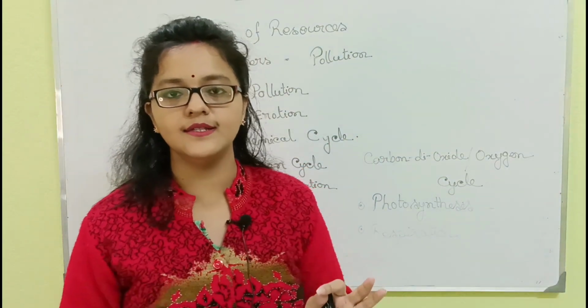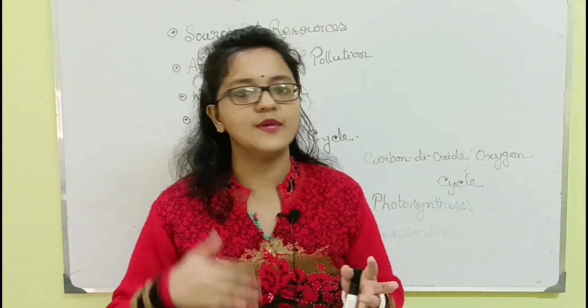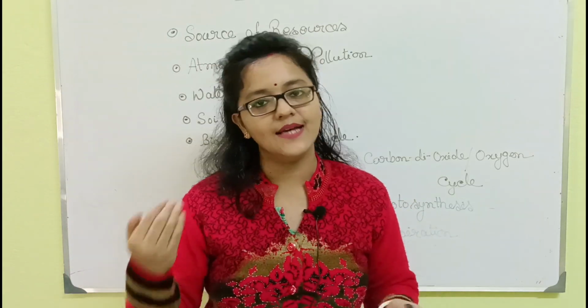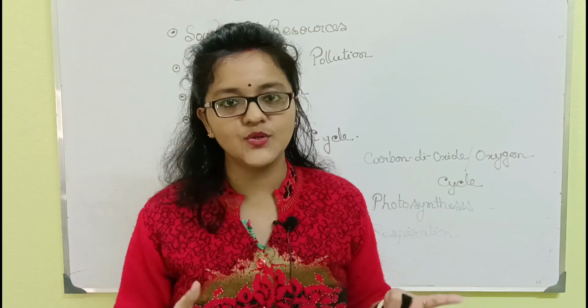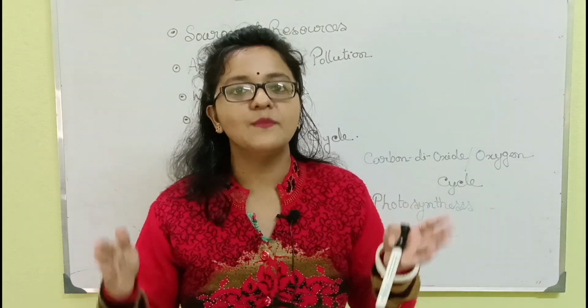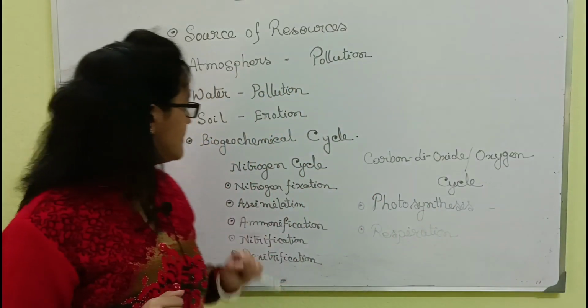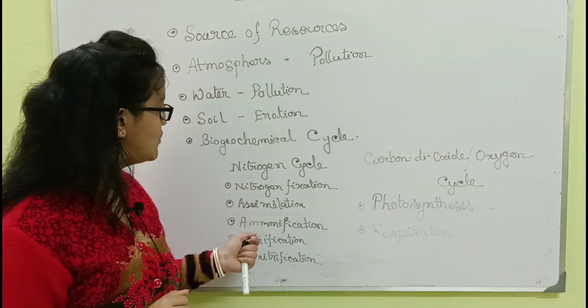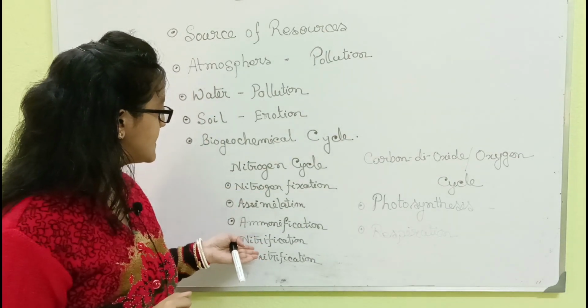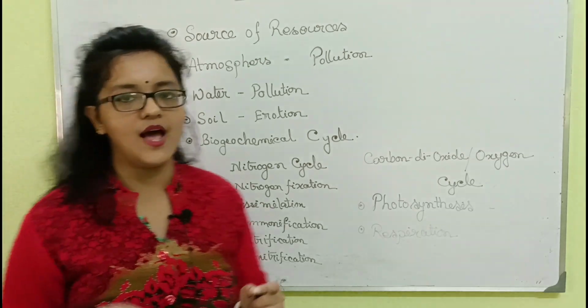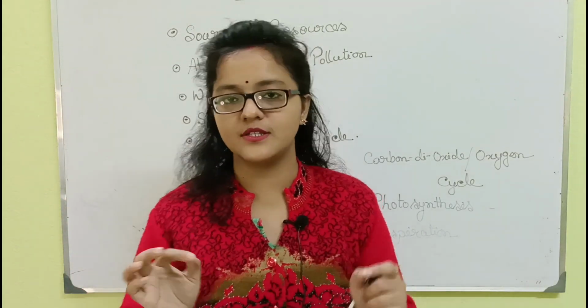And the nitrogen cycle, these biogeochemical cycles have an impact on the ecosystem. And how does this happen? For the nitrogen cycle, there are some steps. Just follow: nitrogen fixation, assimilation, ammonification, nitrification, and denitrification. First of all, I will start from the nitrogen fixation.